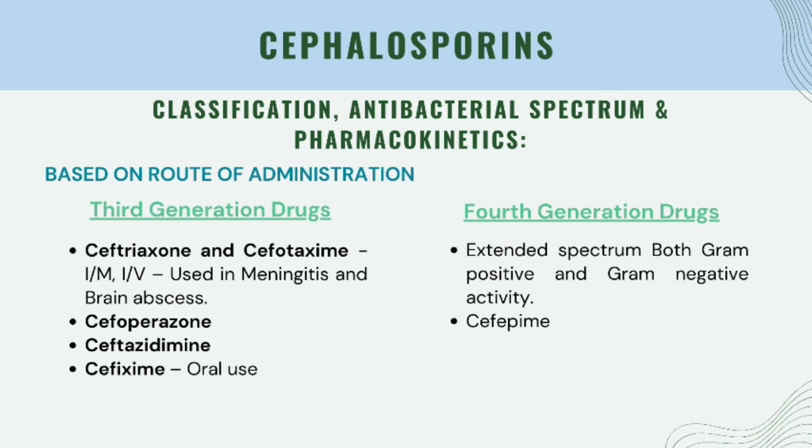Third-generation drugs are cefoperazone, ceftazidime, ceftriaxone, and cefotaxime, which can be administered via IM or IV, used in meningitis and brain abscess. Last is cefixime, used orally. Fourth-generation drugs possess an expanded spectrum of activity targeting both gram-positive and gram-negative bacteria concurrently. Cefepime stands out as a representative of this class.